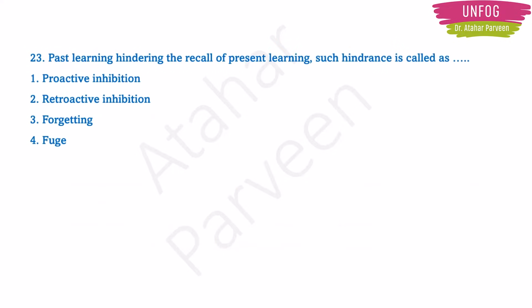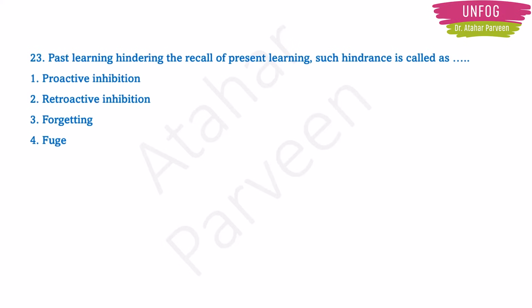Next, question number 23. Past learning hindering the recall of present learning. Such hindrance is called as. See, try to understand the question. Past learning hindering the recall of present learning. Such hindrance is. So what is actually hindrance? Hindrance means something is stopping, something is getting trapped or something is preventing.